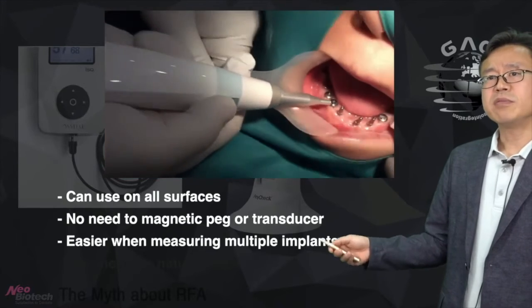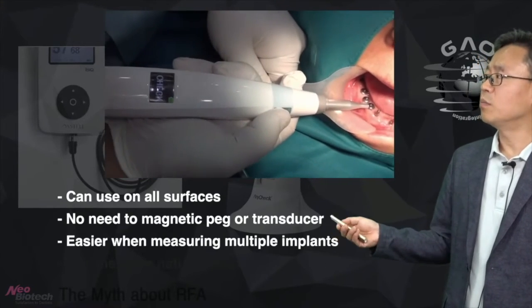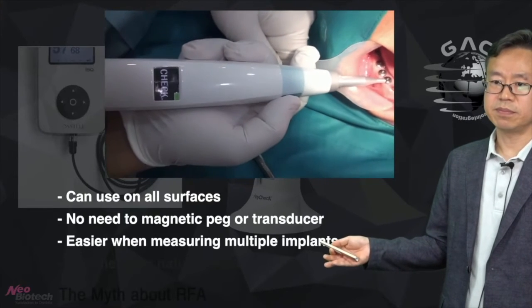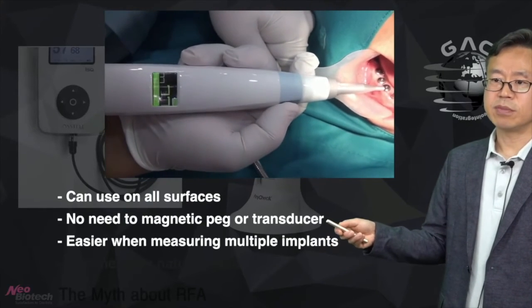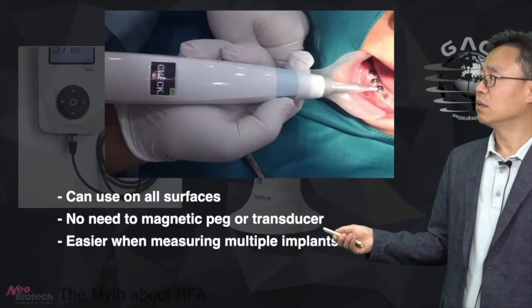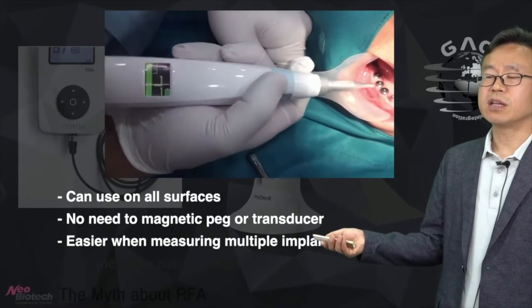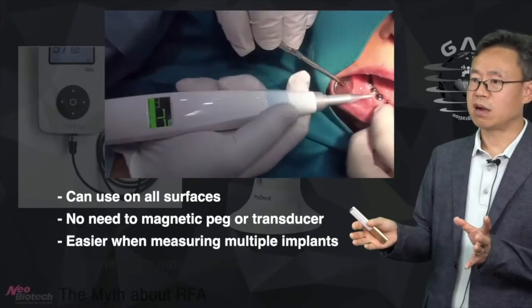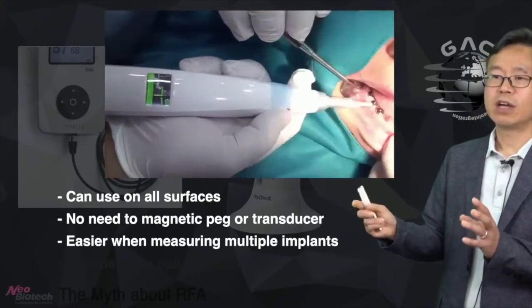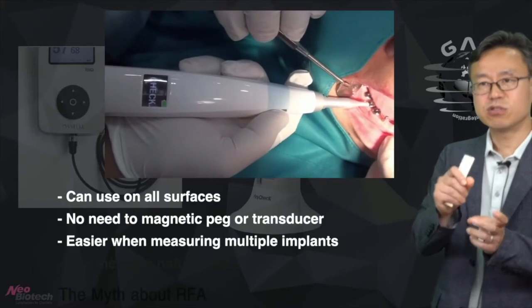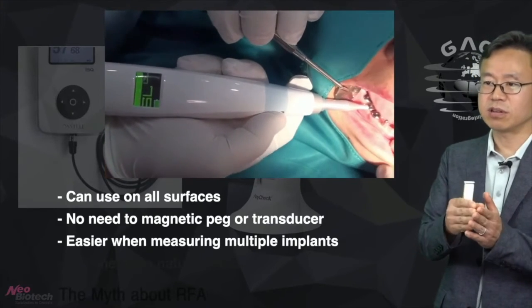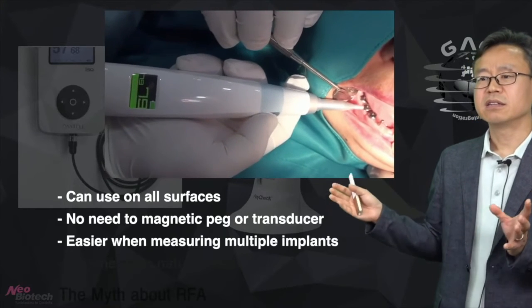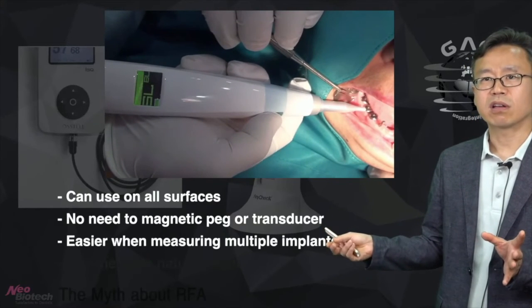It's extremely convenient when we're dealing with multiple implants. Like you can see in this video clip, we're trying to measure 3 or 4 implants at the same time. With ISQ, you have to connect the magnetic transducer on one implant and measure it, and then move it to another, and then try to measure again. This is quite a work.